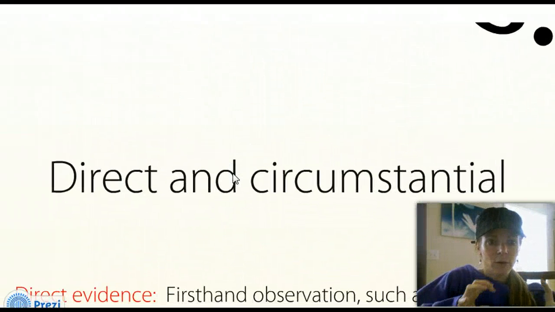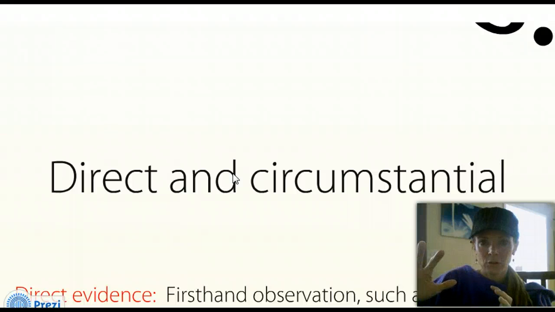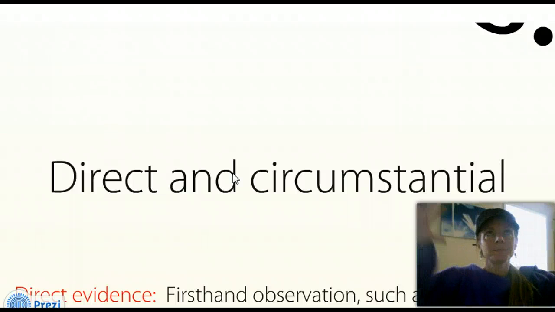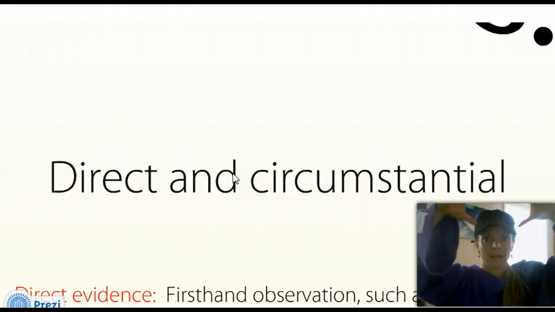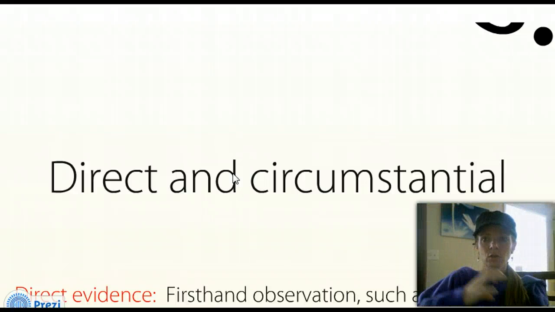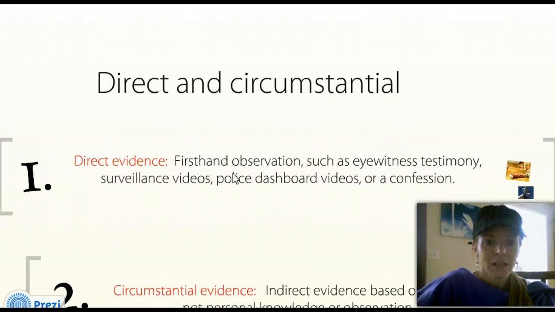So the two categories are direct and circumstantial, okay? So you have to think about this big umbrella that evidence is under, and there's two types that go under there, direct and circumstantial. So direct evidence is first-hand observation, such as eyewitness testimony, surveillance videos, police dashboard videos, or confession.